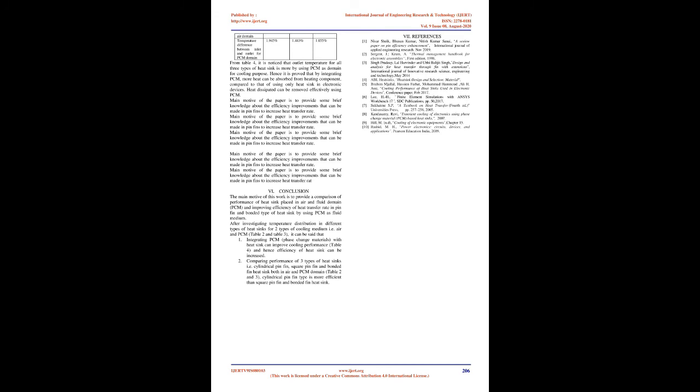By comparing the Table 2 and Table 3 results for air and PCM as cooling medium, we can notice that the temperature difference between inlet and outlet is more by 7.83% for cylindrical pin-fin type of heatsink, 7.89% for square pin-fin type of heatsink, 8.99% for bonded fin type of heatsink by using PCM as cooling medium than that of air as cooling medium. Hence using PCM along with heatsink increases heat removal efficiency of heatsink.